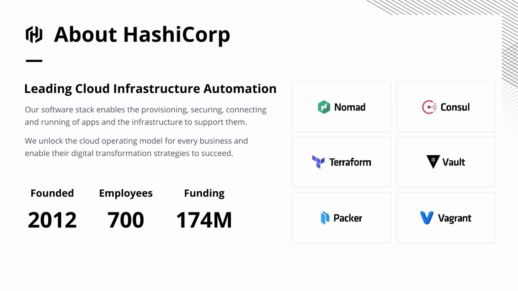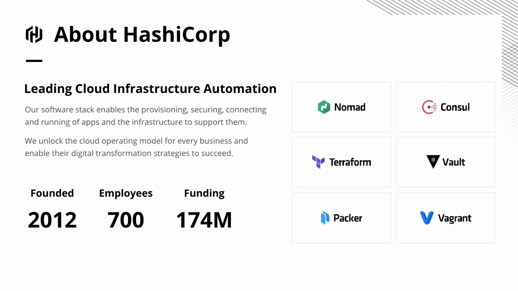So HashiCorp is a company that was founded in 2012 with a focus on core infrastructure automation tools. We've been growing really quickly. We're up to about 700 employees today. We're also hiring like crazy. So if you're interested in any of this type of stuff, I'd definitely encourage you to check out our jobs postings. You can see over on the right here, we make 6 products.